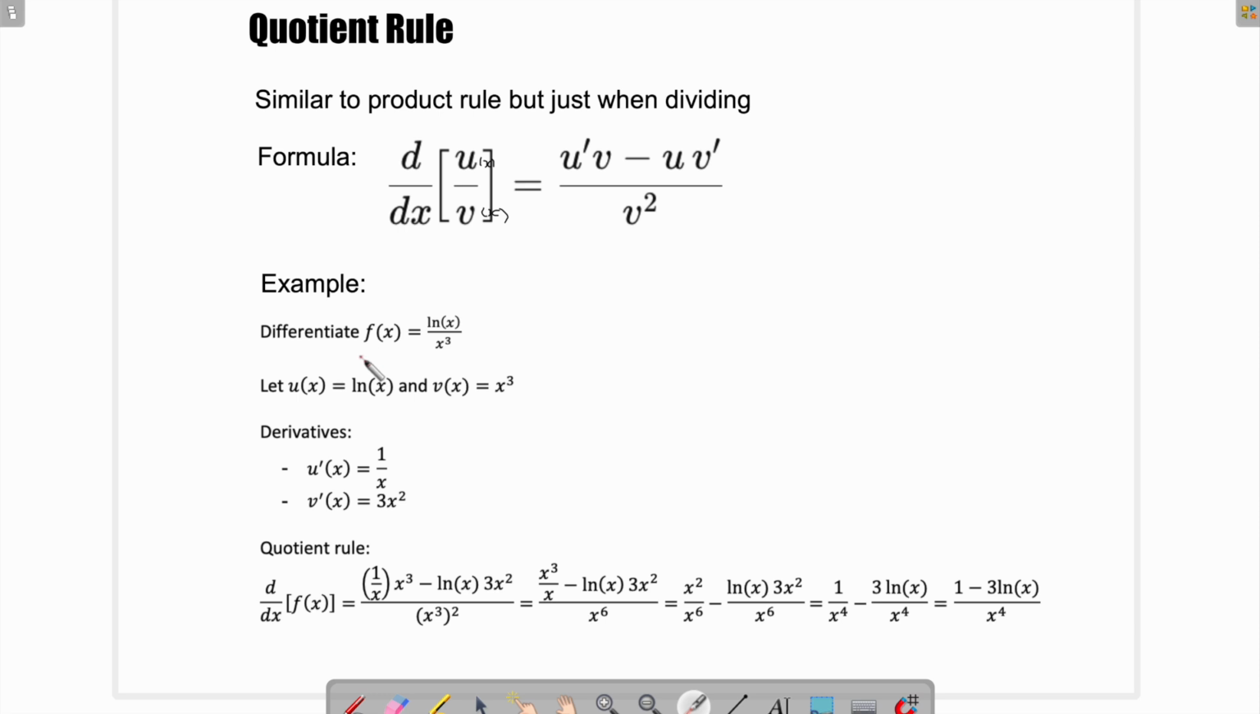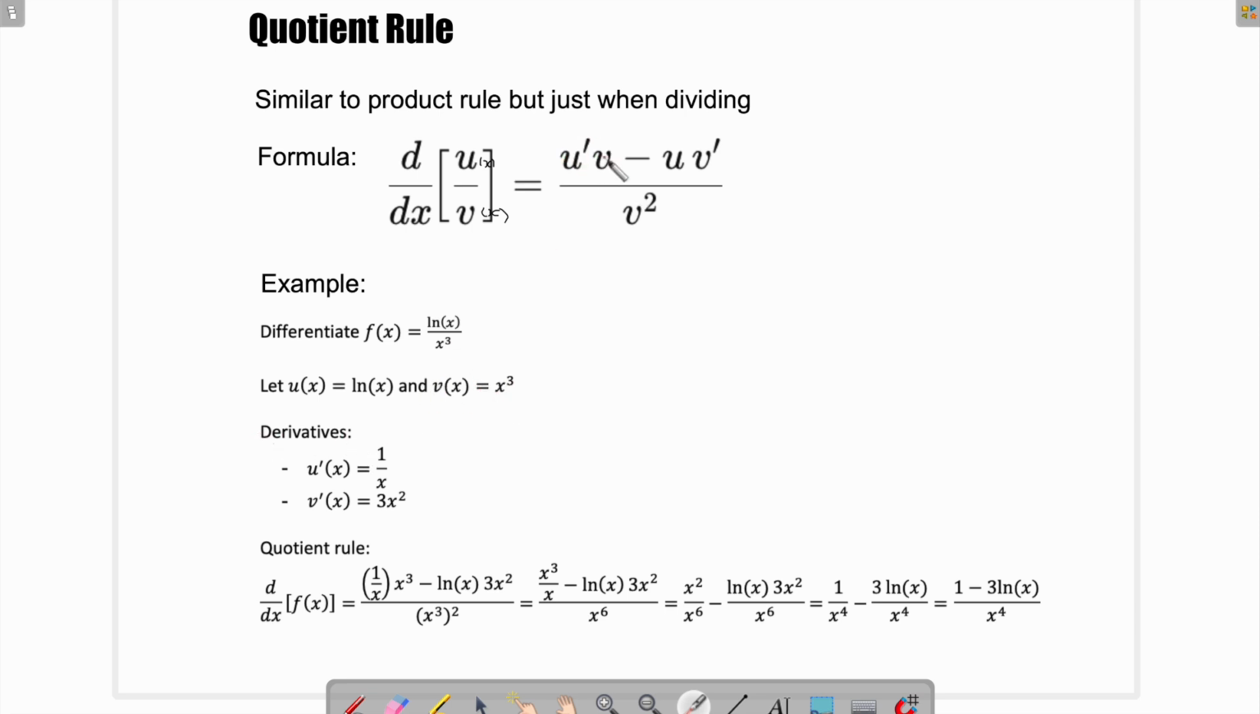So let's get straight into an example to make it clear. We have f of x equals ln of x over x cubed. The first thing we always do is say what's u of x and what's v of x. In general, with the quotient rule, u of x is always the numerator and v of x is always the denominator. So u of x here is ln of x and v of x is x cubed.